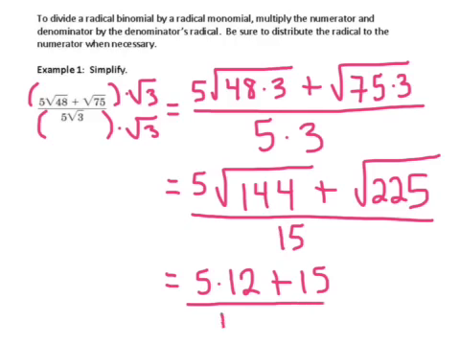So we'll simplify and combine. 5 times 12 is 60. And 60 plus 15 is 75. And since 75 is evenly divisible by 15, our answer is 5.